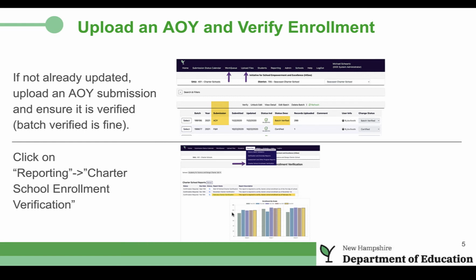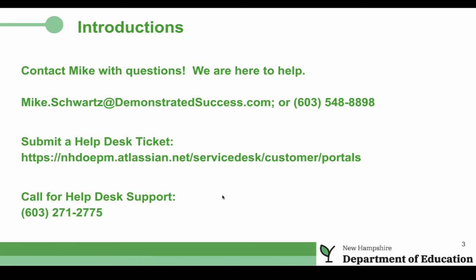There are 3 reports on this page: one for the start of the school year, one for November, and one for February. We've obviously already passed the start of school and November, so we're not asking you to do that this year. That'll come into play next year. But we are asking you to click on the last report, which is the February enrollment counts, and confirm that data.